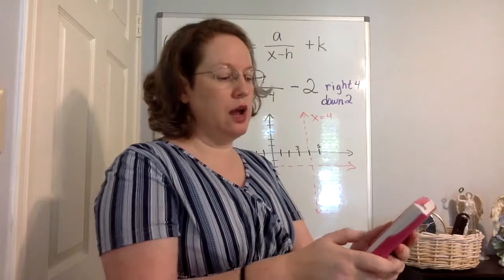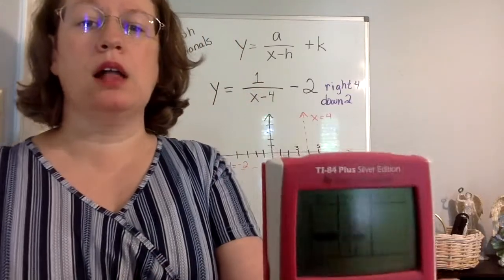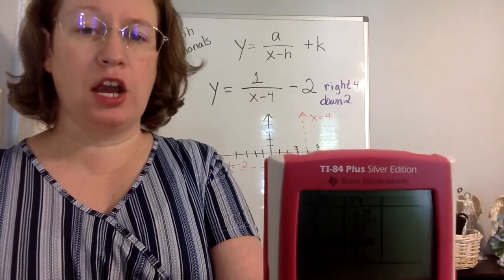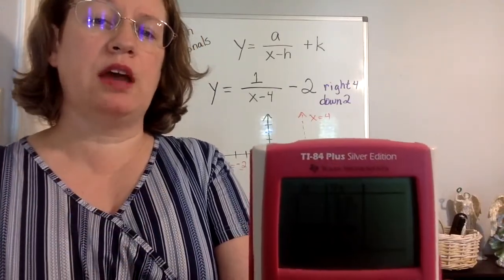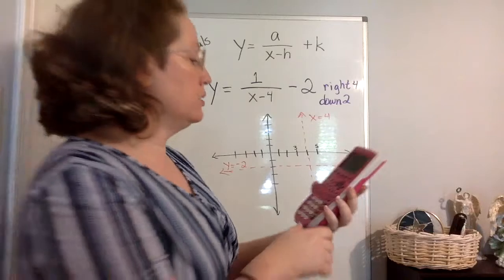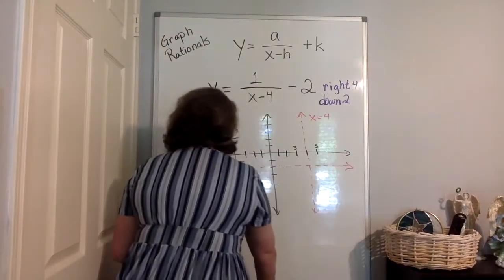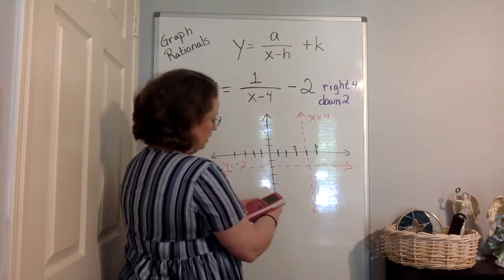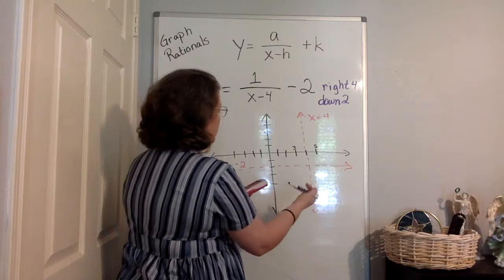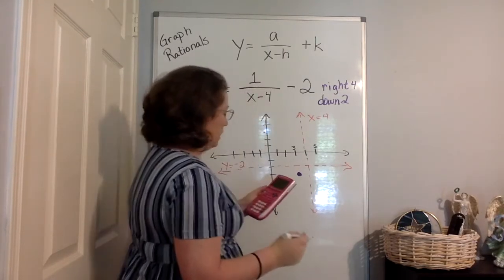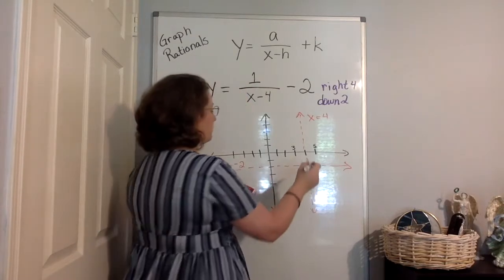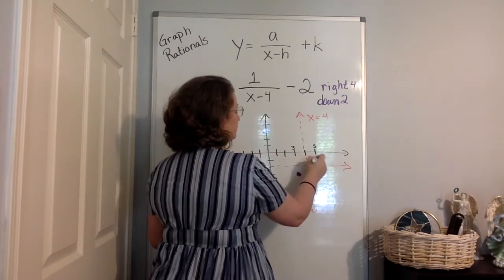Now notice your asymptote shows up in the table as well. The asymptote shows up as an error because remember we can't have 0 in the denominator, and that's why we're going to have an asymptote there. Okay, so at 3, my y value is -3, so I'm going to come put a dot right here. And then at 5, my y value is -1.